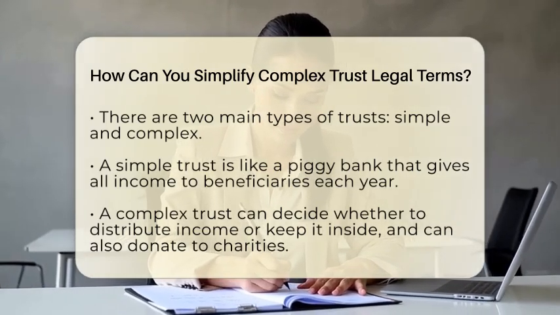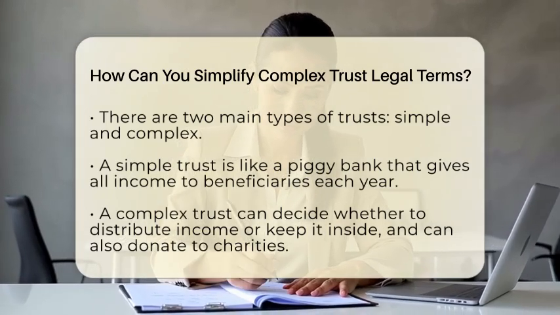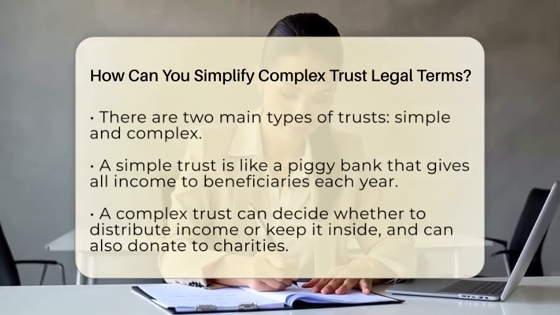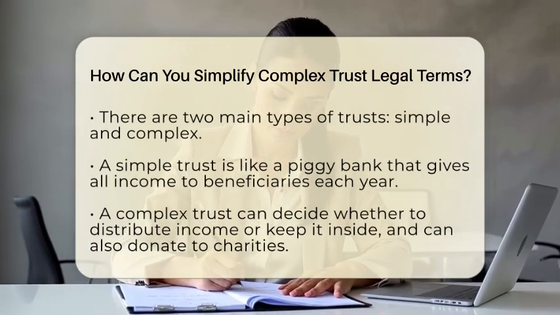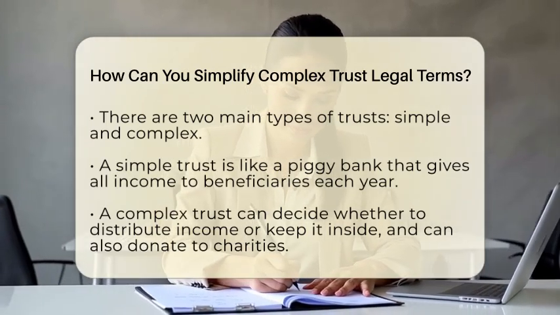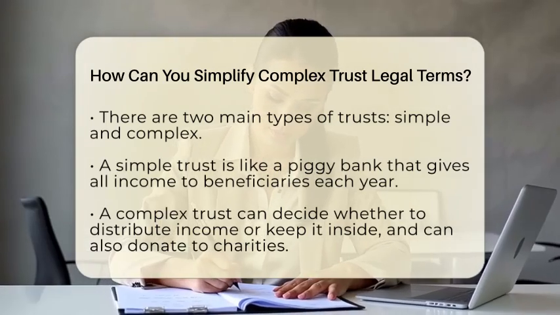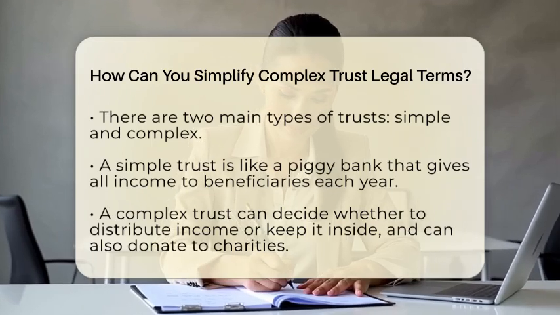A complex trust is more flexible. It can decide whether to give out income or keep it inside. It can also give money to charities. This type of trust is good if you want more control over how your assets are used.